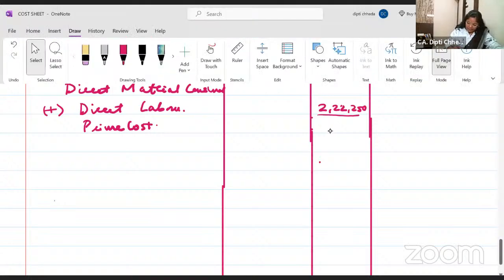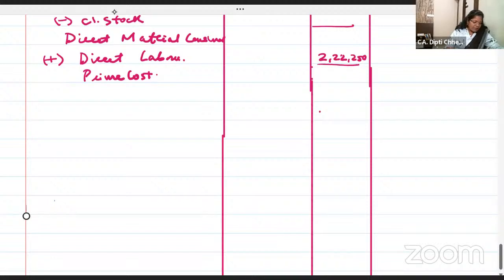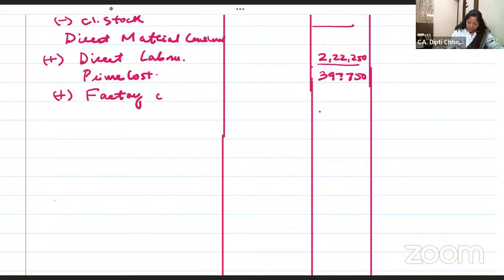All right. हाँ. Prime cost you got. It is given, beta, 397,750. Quickly, you're just putting the things on paper. 397,750. Okay. Prime cost. Add factory overhead.